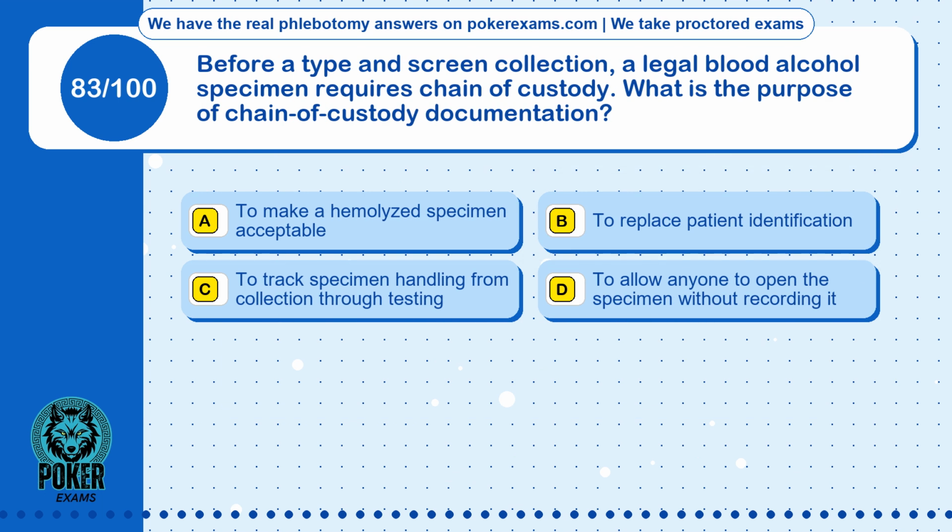Question 83. Before a type and screen collection, a legal blood alcohol specimen requires chain of custody. What is the purpose of chain of custody documentation? Option A. To make a hemolyzed specimen acceptable. Option B. To replace patient identification. Option C. To track specimen handling from collection through testing. Option D. To allow anyone to open the specimen without recording it.